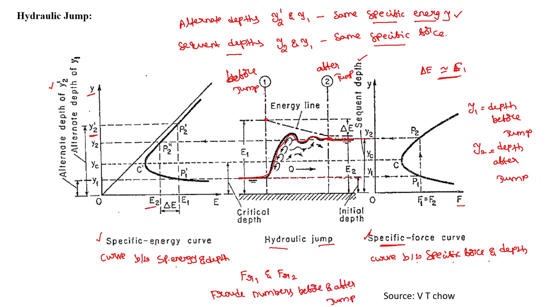I hope all of you know what the Froude number is. The Froude number is FR equal to V upon root over g y for a rectangular channel. For a general case, it will be FR square equal to Q square T divided by g A cube. This is the general equation, and V upon root over g y is for the rectangular channel. So these are a few basics.